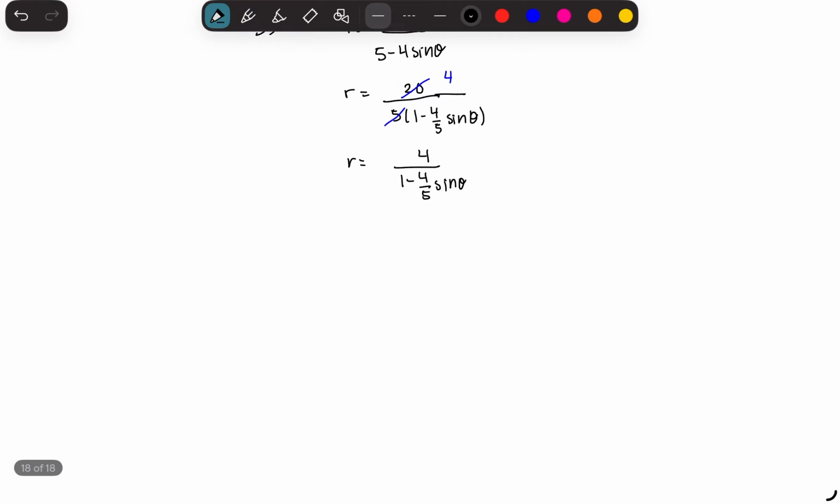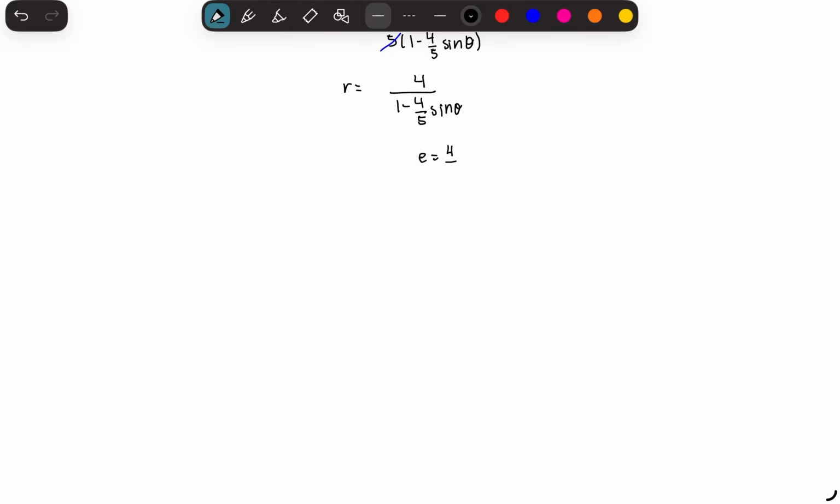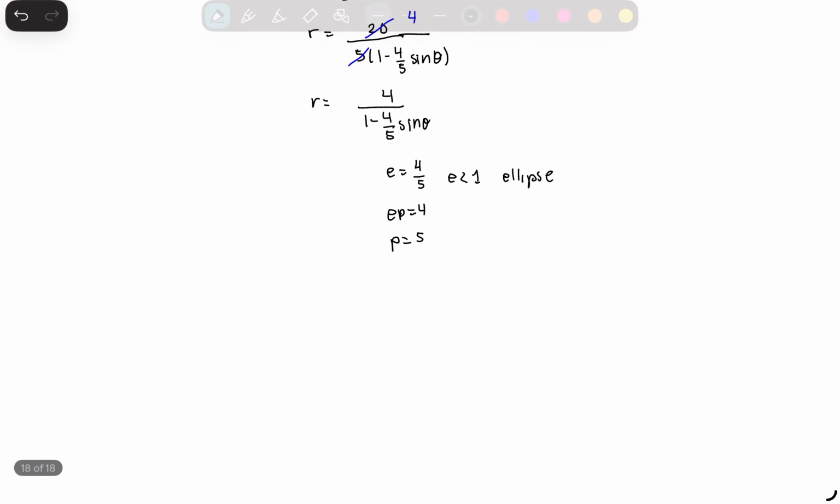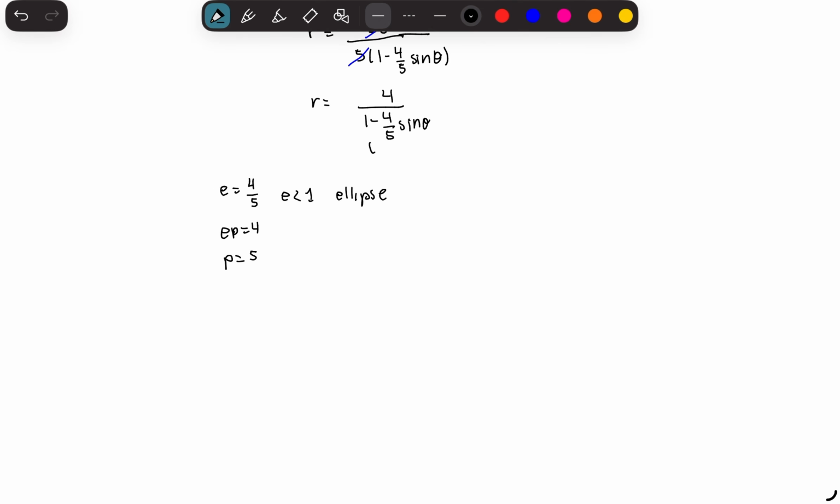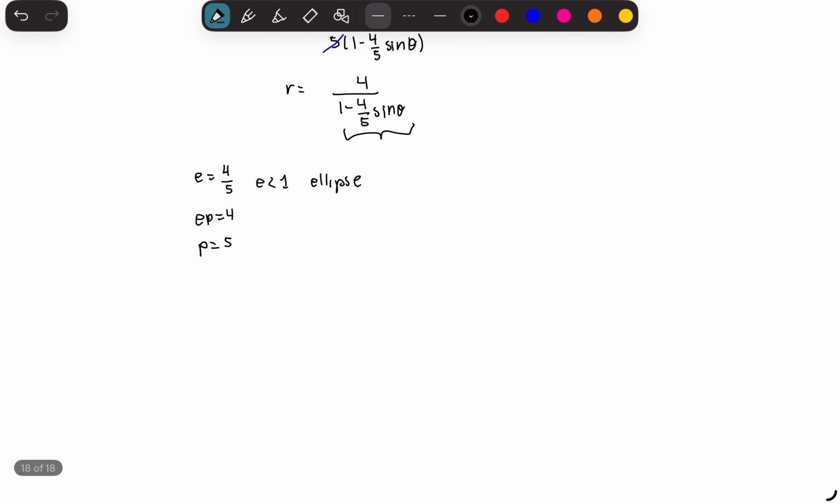Now, here you can clearly see that e is equal to 4 over 5, and that ep is equal to 4, and p is equal to 5. So, because you can see that e is less than 1, you can see that it's an ellipse. And in order to find the directrix, we again look at our relationship with this minus here. And because we have sine theta, that means that your directrix is going to be horizontal. It's going to be a horizontal directrix.